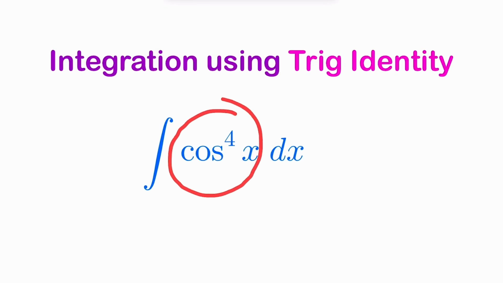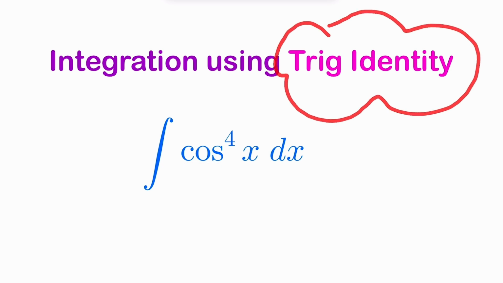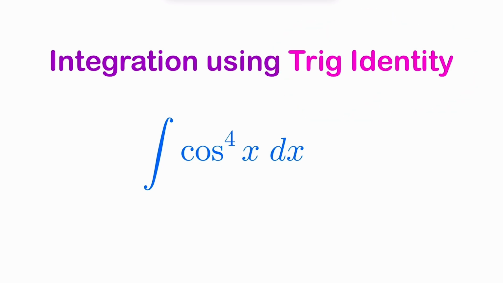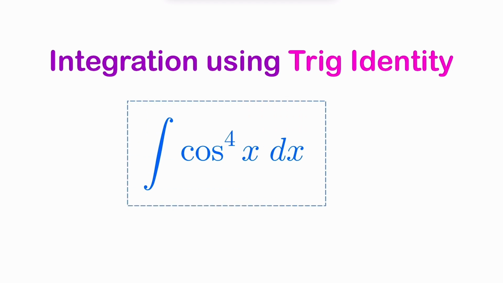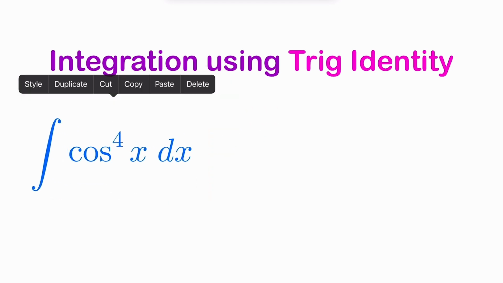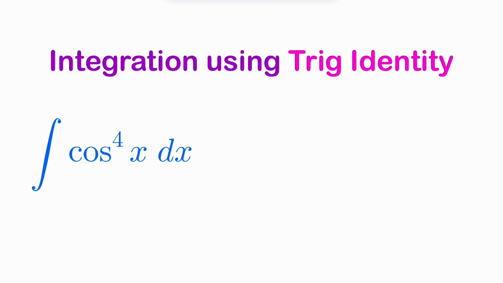To integrate cosine to the power 4, it's not straightforward. It's not like the differentiation of cosine to the power 4. You can't simply add 1 to that power. So we need to simplify this, and there's going to be some kind of trigonometric identity involved. So the trick is, whenever you have a sine or a cosine squared, you use the double angle formula.